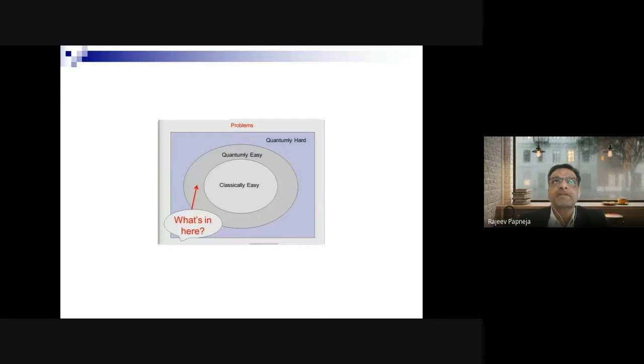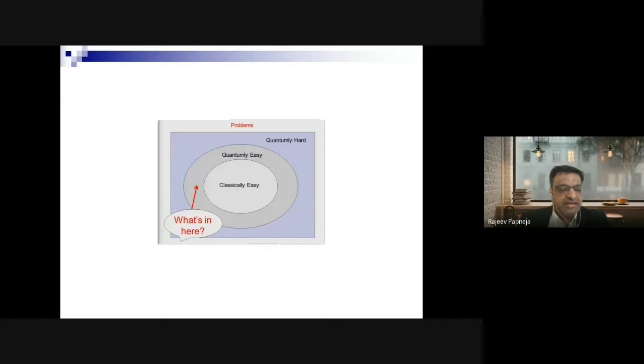If you go to Wikipedia and search for quantumly easy problems, you will find a list of things that, at least on a theoretical basis, they know that only quantum will be able to solve.